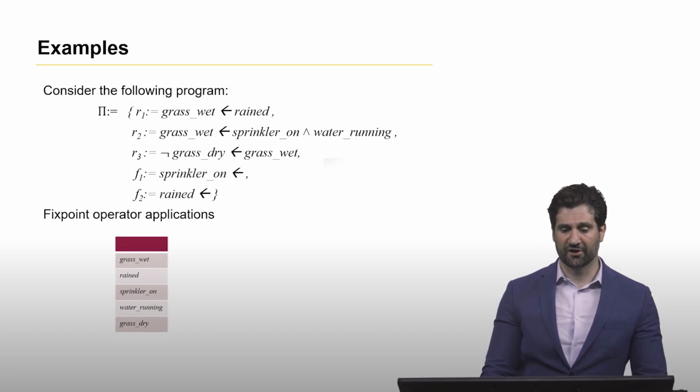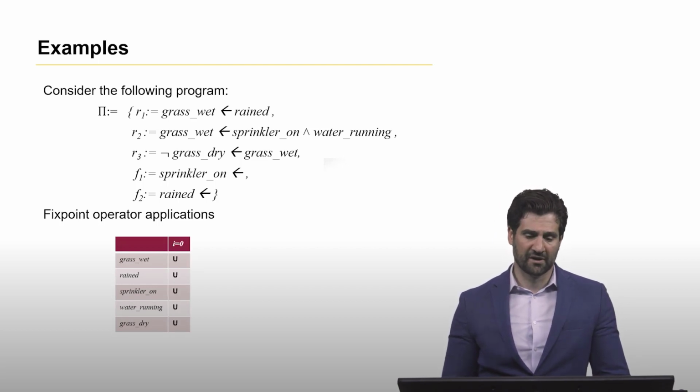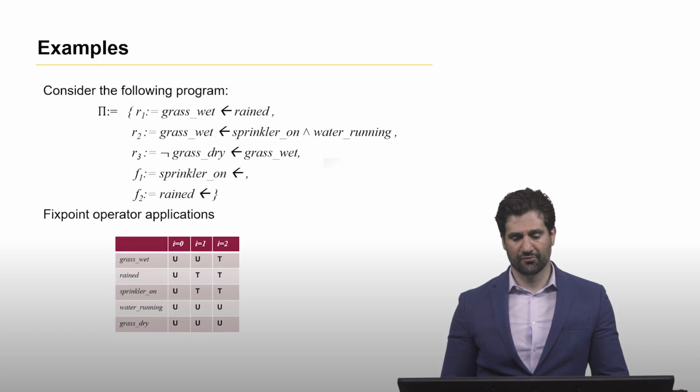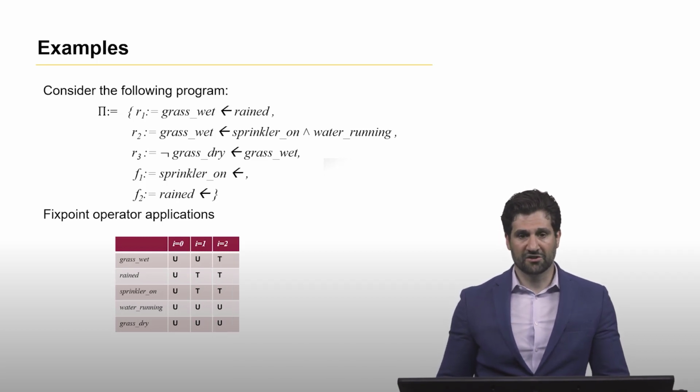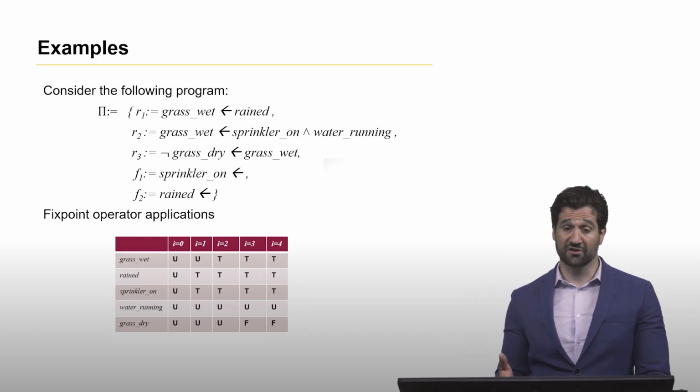And so let's go through a quick example. So we have here our favorite logic program about the grass being wet. And if we start with the lowest interpretation, everything is mapped to uncertain. Then we apply again and we get it rained and the sprinkler is on. They're both true. The next application, now we find out that the grass is wet. One more application, then the grass is not dry. And finally, we've reached convergence, and it's going to stay that way.